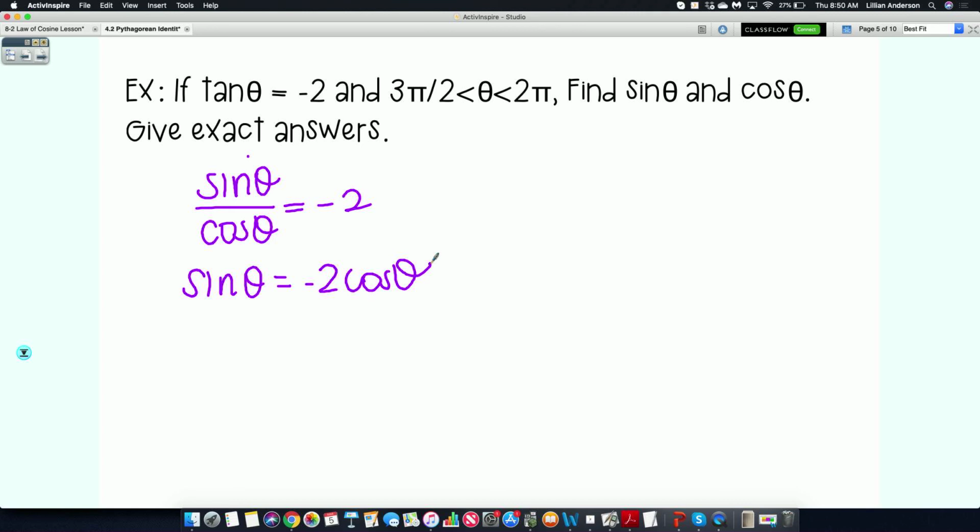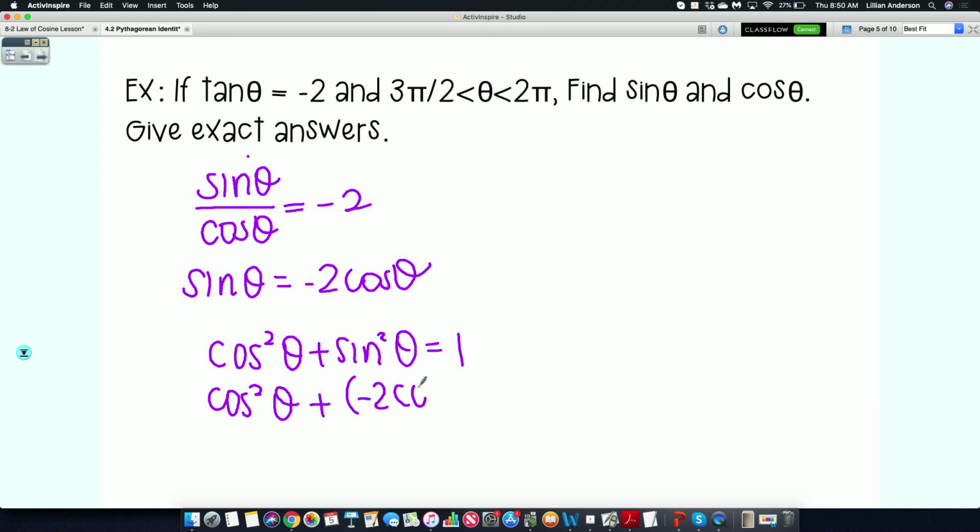So I can plug in negative 2 cosine theta into the Pythagorean identity. Okay? And when I do that, I have cosine squared theta plus negative 2 cosine theta squared is equal to 1. I now have an equation where I have one trig expression, not two, that I could solve for the one trig expression. Does that make sense?